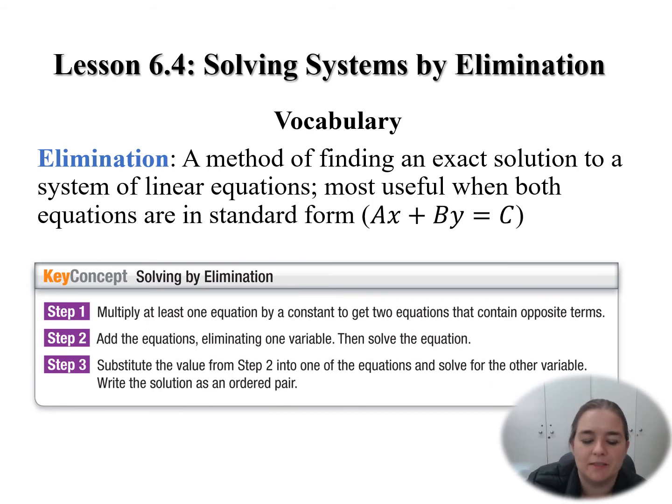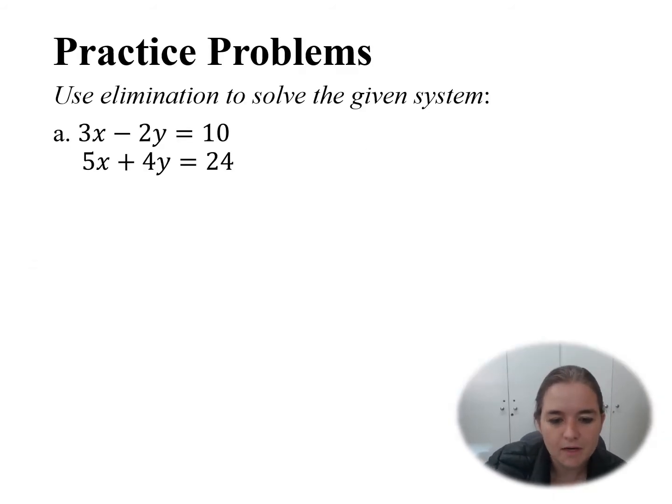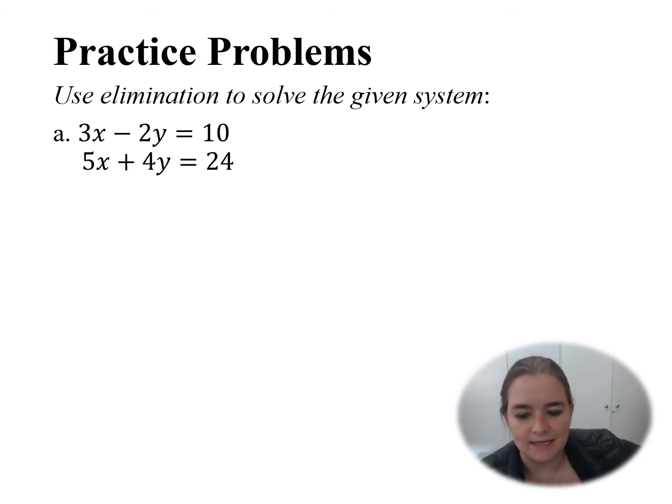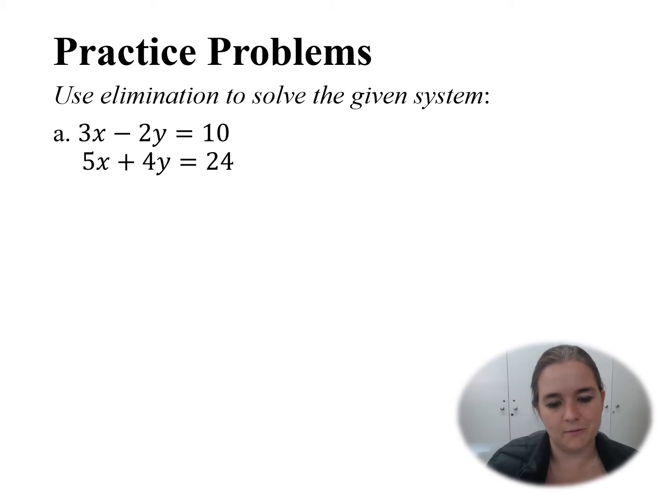So let's practice with this. What does this look like? Well, when I see this first system here, make sure that you write this in your notes. I see that when I add these two equations together, nothing cancels out. I get 3x and 5x, which gives me 8x. I get a negative 2y and a positive 4y, which gives me a positive 2y, and then my constants. So what I need to do here is figure out a way that I can have things cancel out. And there's multiple ways to approach this.